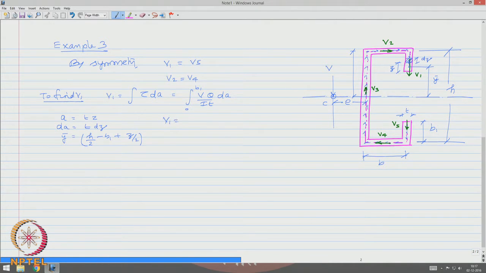So, now let us substitute V 1, integral 0 to B 1 V by I t, T z, T dz, h by 2 minus B 1 plus z by 2, which says V t by I, because there are two t's here in the numerator, integral 0 to B 1, h by 2 minus B 1 plus z by 2 into z dz.